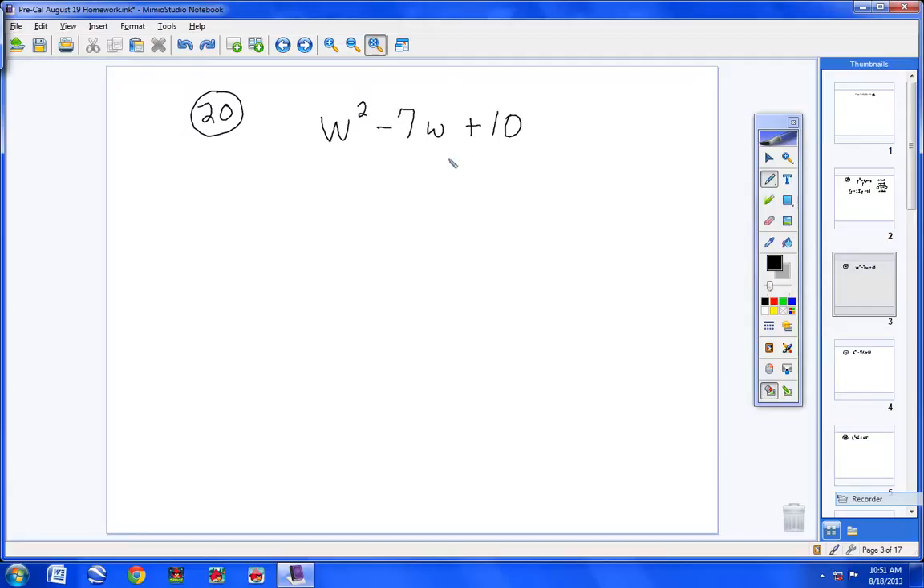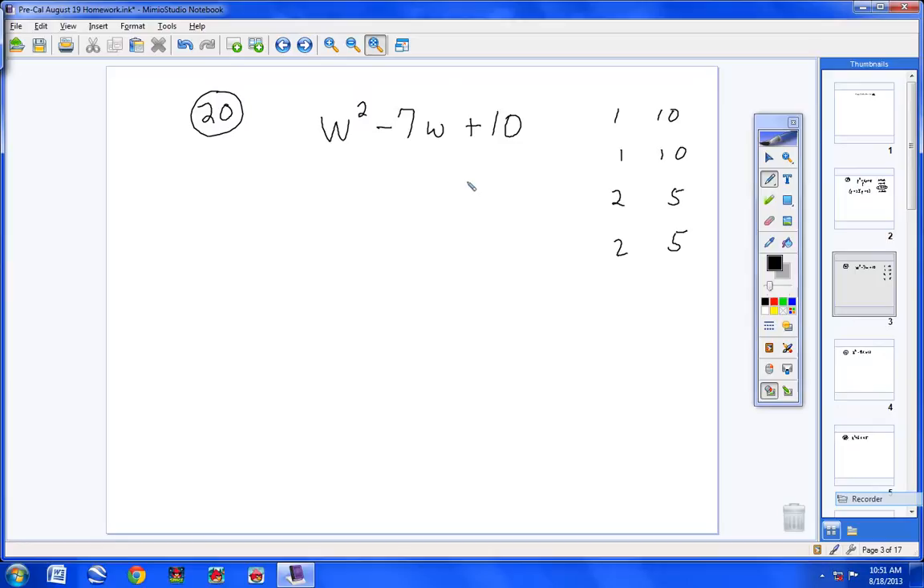Now, what am I left over with? I'm left over with a trinomial, 1, 2, 3 terms, with the lead coefficient of 1. So step 2 is list out all the factors of your last term. In this case, it's a positive 10. So let's list out the factors of positive 10. We'll list each one twice. 1 times 10, 1 times 10, 2 times 5, and 2 times 5.